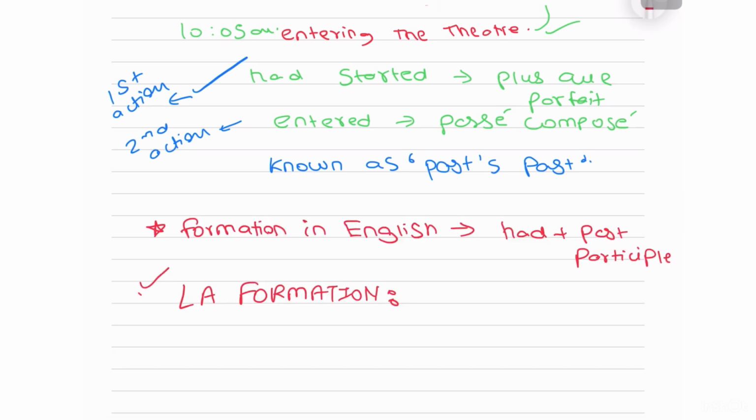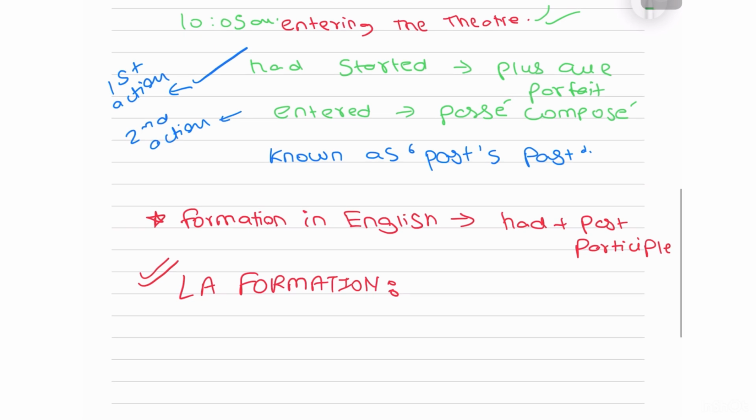Same way, how do we do it in French? So in French, it is extremely easy. It is basically a combination of your imparfait and passé composé. Right? We have two more important tenses in the past, that is imparfait and passé composé. You mix both of them, you get plus que parfait. Very easy. How do we do that?